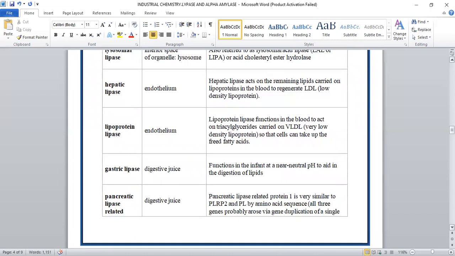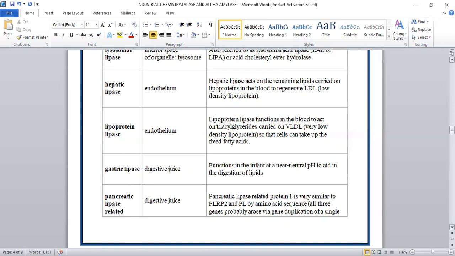Next is lipoprotein lipase. It is present in endothelium. Lipoprotein lipase functions in the blood to act on triacylglycerides carried on VLDL, very low density lipoprotein, so that cells can take up the freed fatty acids. Then gastric lipase, and after that pancreatic lipase related protein.